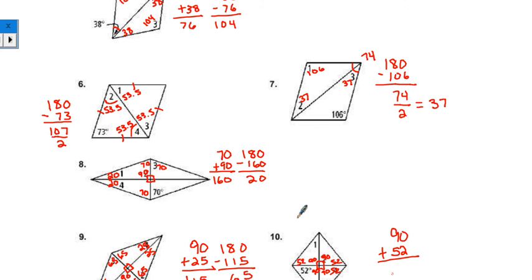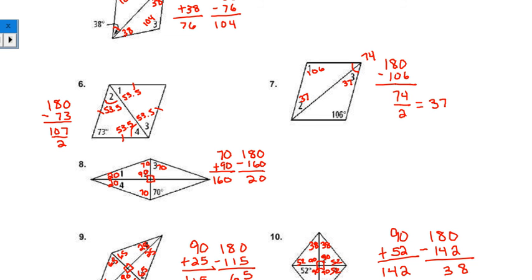So that 90 and that 52 go together. That's going to put you at 142. And then every triangle adds up to 180. So 180 minus 142 is going to leave you 38 for that other angle. 38 goes here, here, and then by alternate interior it goes in both these at 38 here and here.